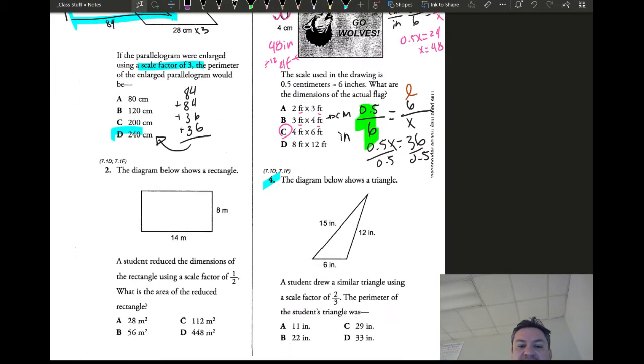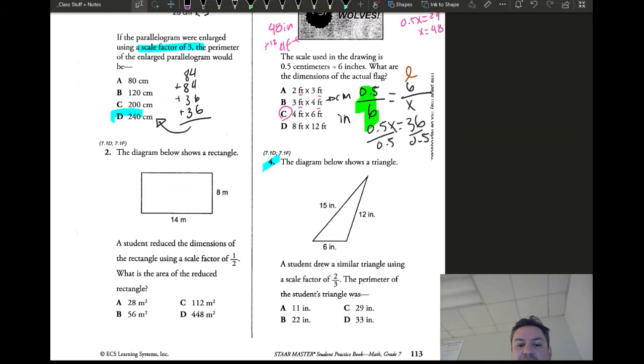Now number 4, it says the diagram shows a triangle. This student drew a triangle with the scale factor 2/3. Remember when I told you, if you get a whole number, you just multiply, but if you get a fraction with the numerator smaller than the denominator, just a regular fraction, the new drawing is going to be smaller, okay? We're finding the perimeter. Again, for the perimeter, all you got to do is add all the sides together, all 3 sides of the new drawing.